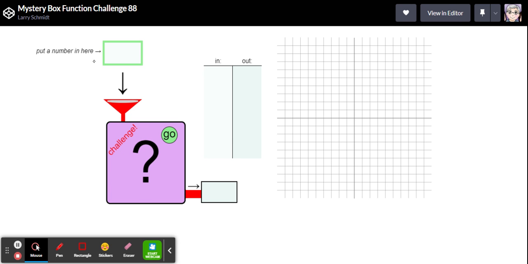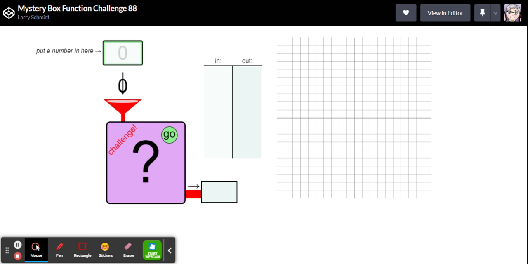Click the link in the description, put in as many numbers as you like in the top, see how they get transformed by what's inside the mystery box. And when you think you've got an idea, come on back, watch the rest of the video, and see if we get the same thing. All right, so this is going to be a tough one today.